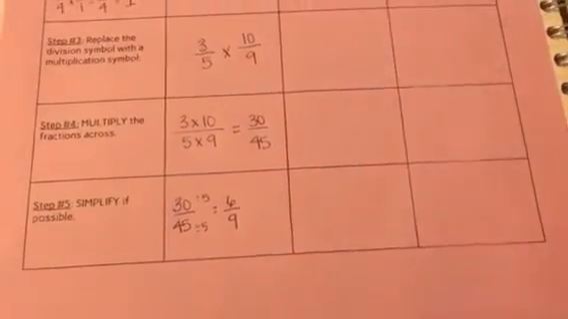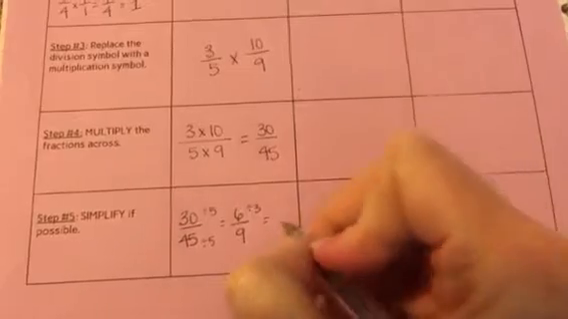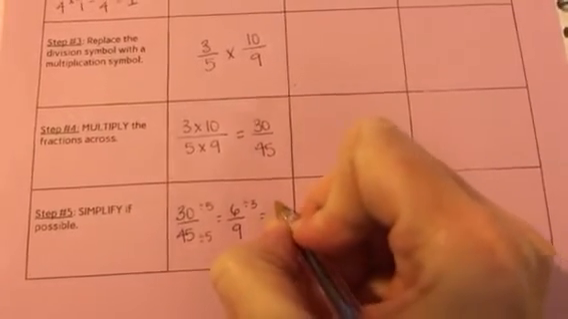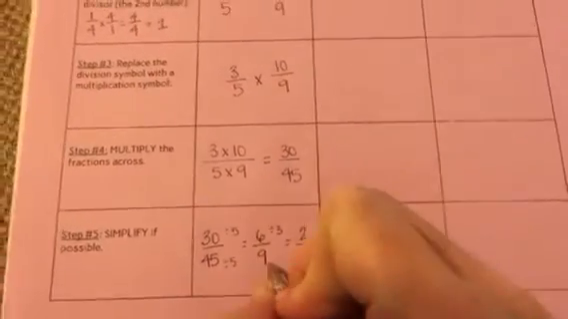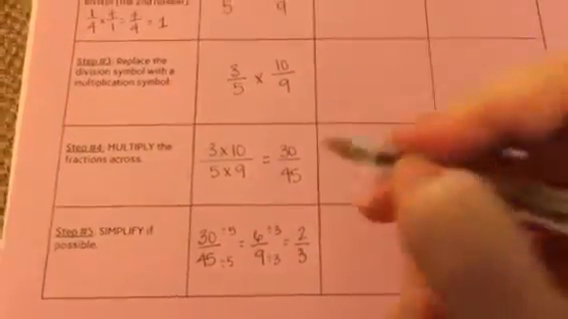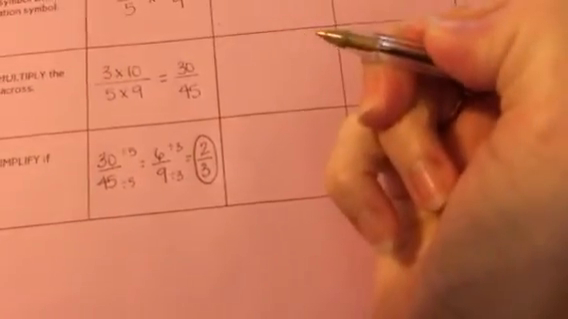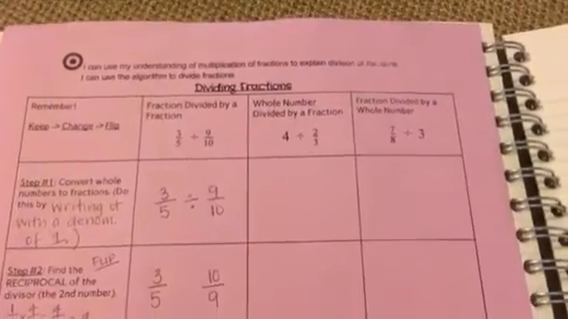And if you think about 6 and 9, they are both divisible by 3. So 6 divided by 3 gives me 2, and 9 divided by 3 gives me 3. So this is the answer for my division problem, 3/5 divided by 9/10.